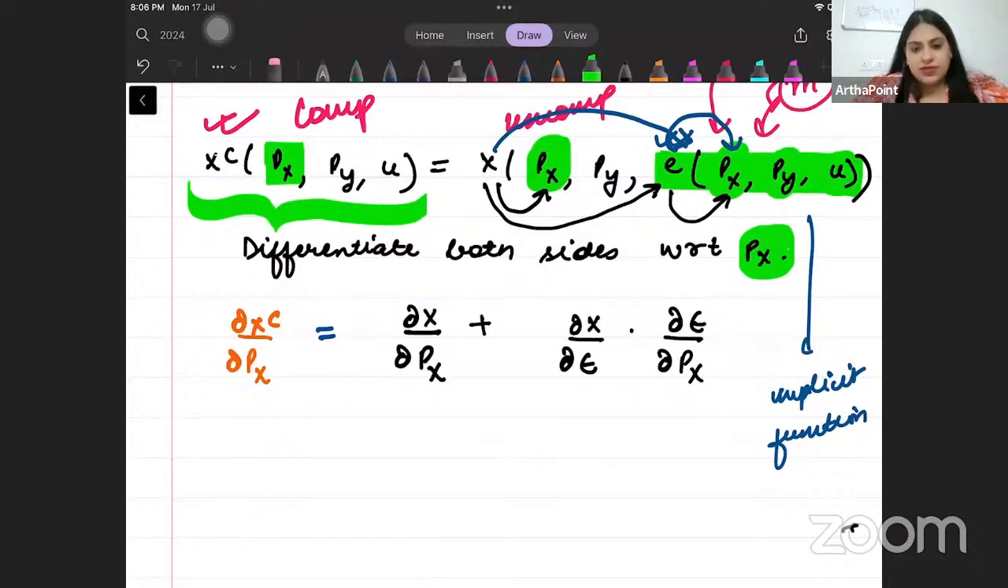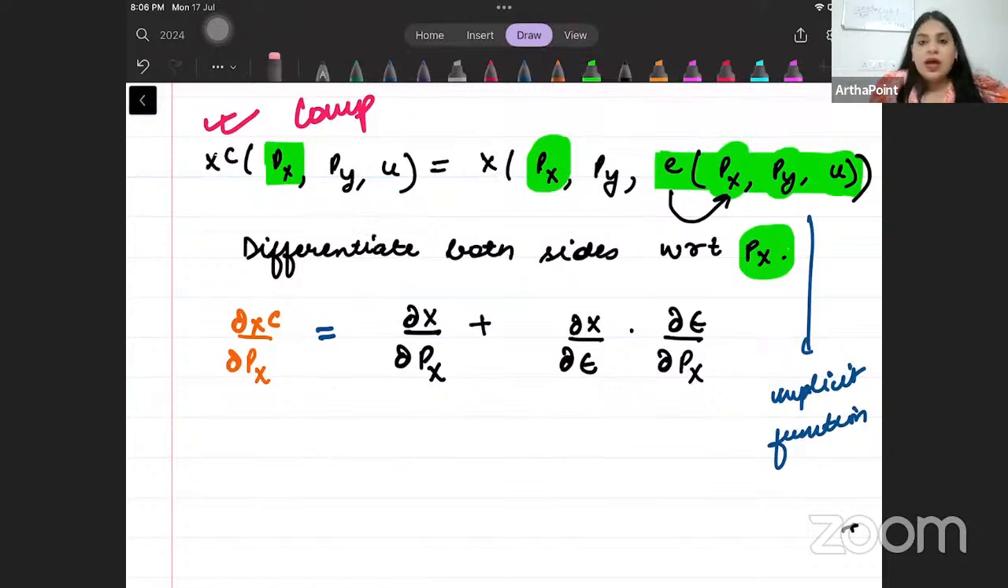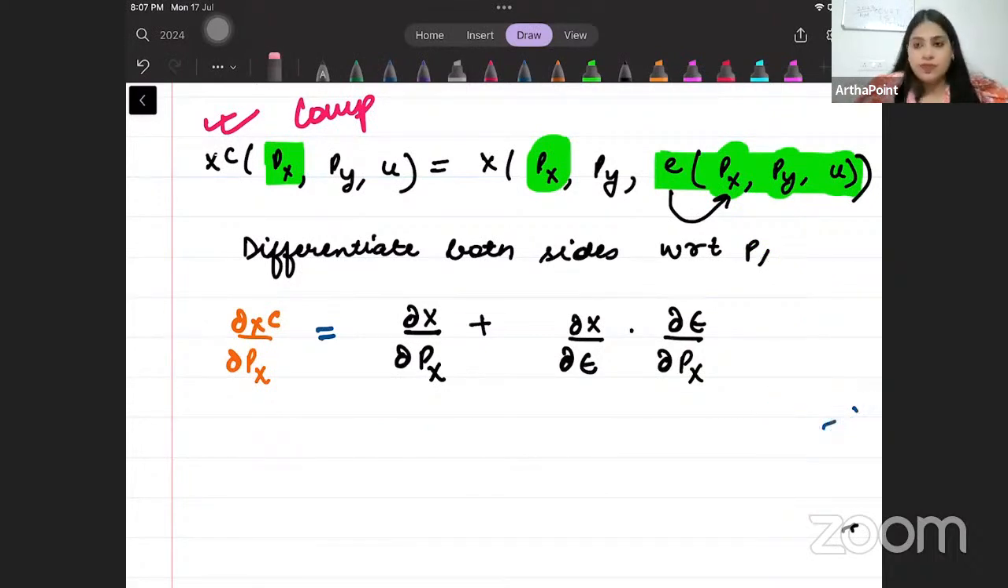Yes, let me repeat the differentiation part again. No problem. So look, I am saying I want to understand how the demand changes as the price of good X is changing. This is what I want to do. Just look at the right hand side.